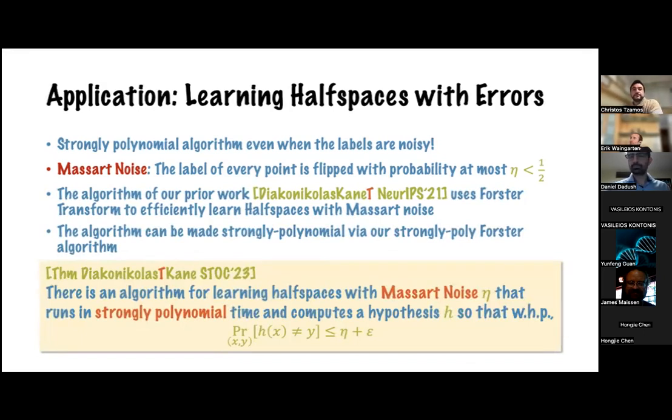So I pause here a bit for questions. This concludes the application part of my talk. And then I'll move on to an overview of how our Forster transform algorithm works.